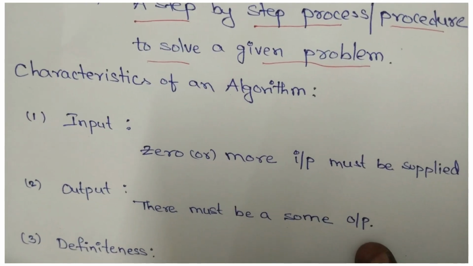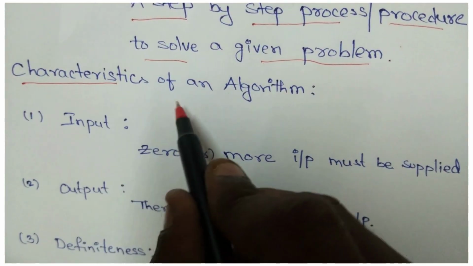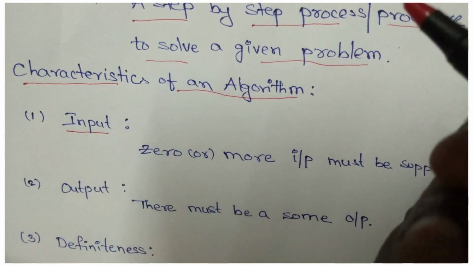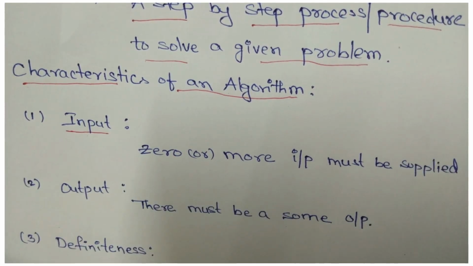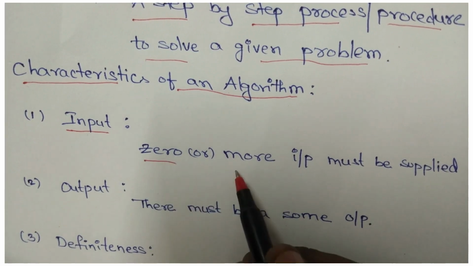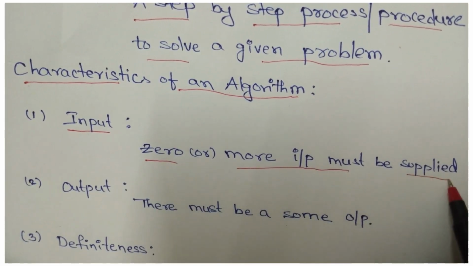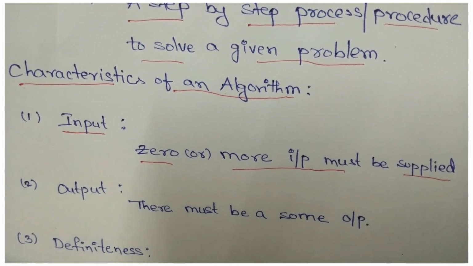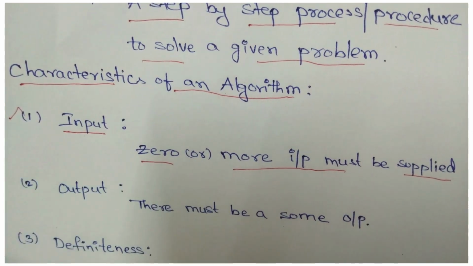Now, what are the characteristics of an algorithm? While writing any algorithm, we have to follow some characteristics. The first one is input. An algorithm is used to solve the given problem in a step-by-step process. Whenever you solve any problem, we have to give some inputs. The input may be either zero or more; based on the problem statement, we can give zero inputs or more inputs. That is the first characteristic of an algorithm.